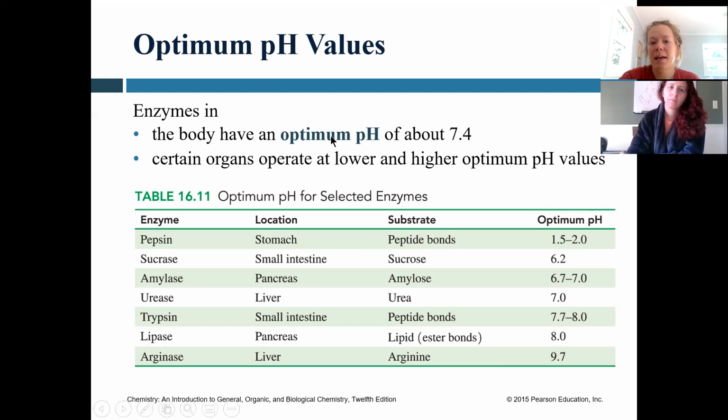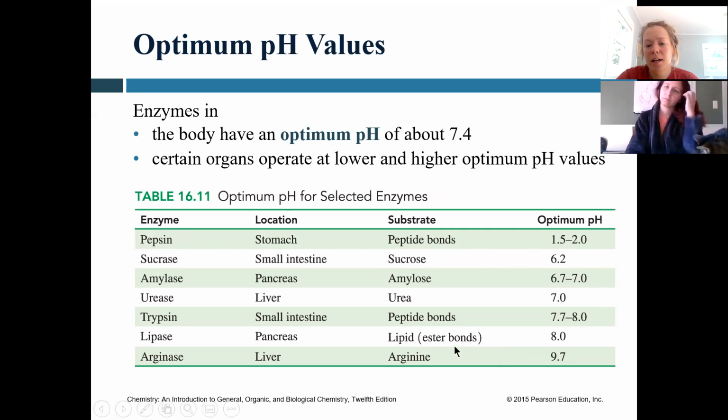Now, the body has an optimal pH of 7.4, but there are certain pockets within our body where there are specific enzymes that like a specific pH. Okay, so overall our body has a happy 7 pH. But if you go into the belly of your stomach, what does your stomach have in it? It has acid in it. So any enzymes that are in the stomach are going to need to be able to stand up to a really, really low pH. So pepsin is a very specific enzyme that has an optimal pH of about 1.5 to 2.